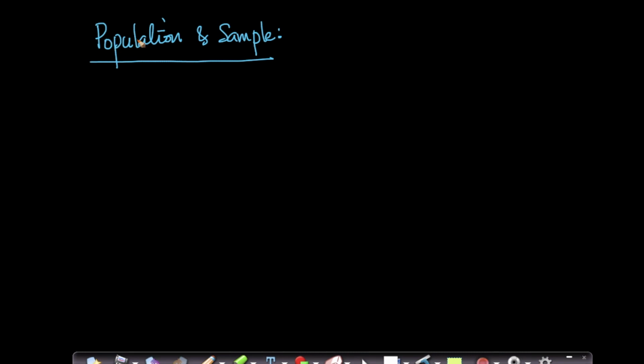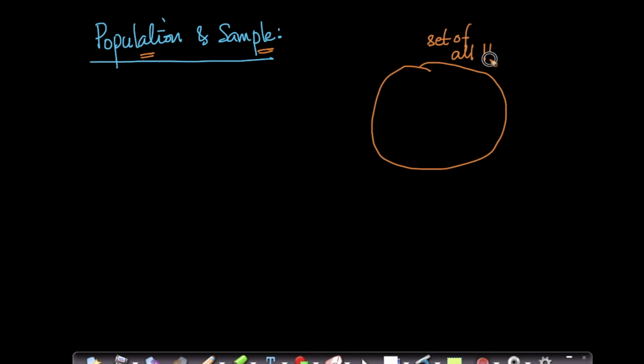So let's understand the difference between these two very, very important terms in probability, which are population and sample. I'll try to explain these concepts with an example. Let's imagine this circle is the set of all the people in the world. Okay, so this is called the population.